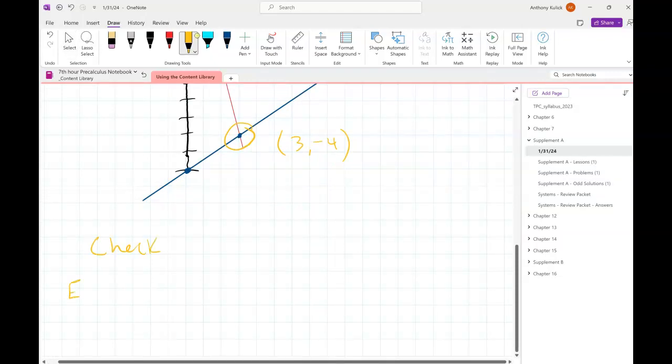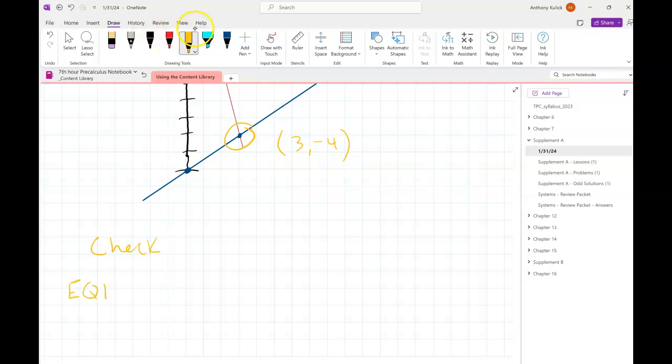So I'm going to take equation 1, which was 4x plus y equals 8. And I'm going to plug in my x and plug in my y. What's 4 times 3? And then minus 4 is? 8. That one worked. Let's now check equation 2.